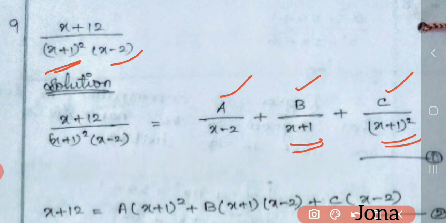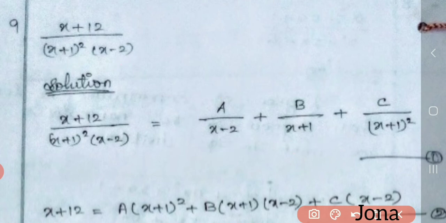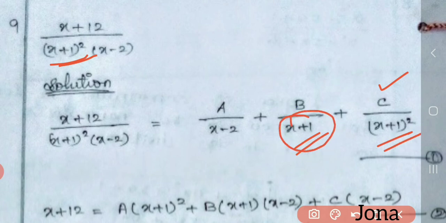Okay, here as usual, I kept the constant A by x minus 2. The next thing, for this x plus 1 the whole square, I want to introduce two constants, but I want to write separately. Okay, B by x plus 1, and the next one is C by x plus 1 the whole square. This x plus 1 is included in this factor x plus 1 the whole square. So just keep this in your mind there.